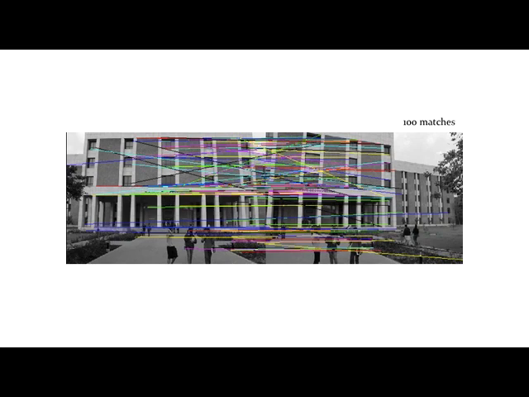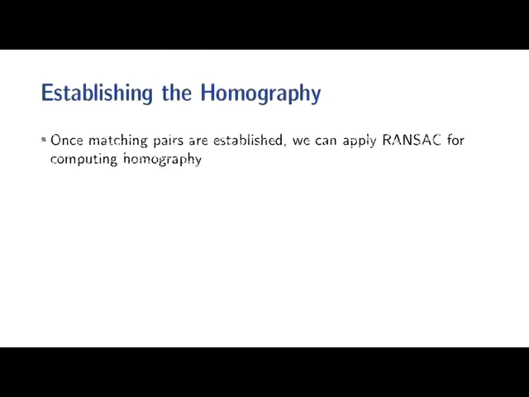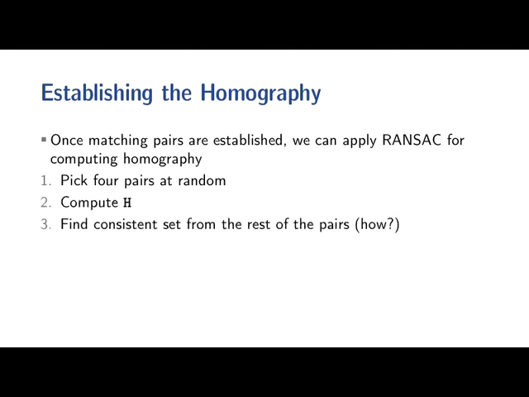So I typically have some outliers, and our outlier rejection strategy of choice is RANSAC. This is what we do. We compute the minimal set. What is the minimal set here? Four pairs. Out of those noisy pairs that I have, four pairs is the minimal set. So I pick four at random. I compute H from those four pairs. I find the consistent set from the rest of the pairs. How do I do that?